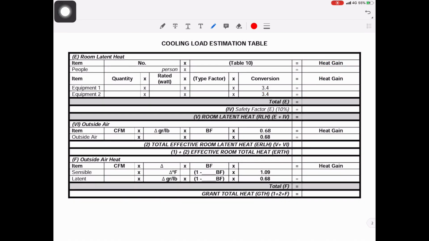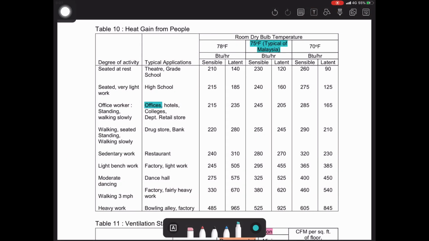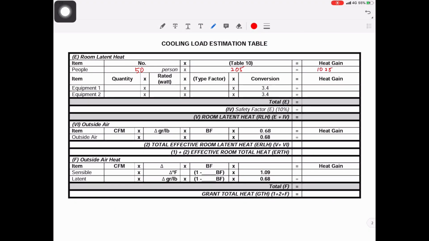Now we are going to move to section E, room latent heat. The number of people is 50. Next, we are going to refer to table 10. Again, we are going to look at typical of Malaysia. Typical applications will be offices, and we are going to refer to the latent heat, and the value will be 205 BTU per hour. Since we don't have any equipments located at the general office, therefore the total E will be 10,250 BTU per hour, and we are going to calculate the safety factor 10% from the total E. The room latent heat RLH is the summation of total E and the item for the safety factor.